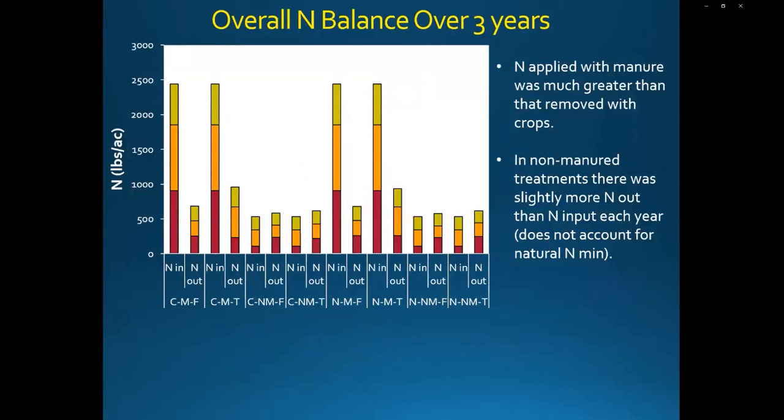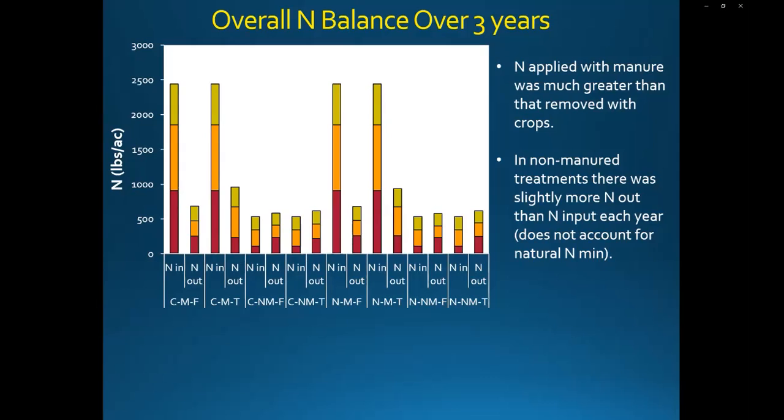If we look at the overall nitrogen balance over the 3 years, you can see again nitrogen in on the left, nitrogen out on the right for each of the treatments. So we have conventional tilled, which is the C, N is the no-till, M for manure, NM for no manure, and T for triticale, and F for fallow.